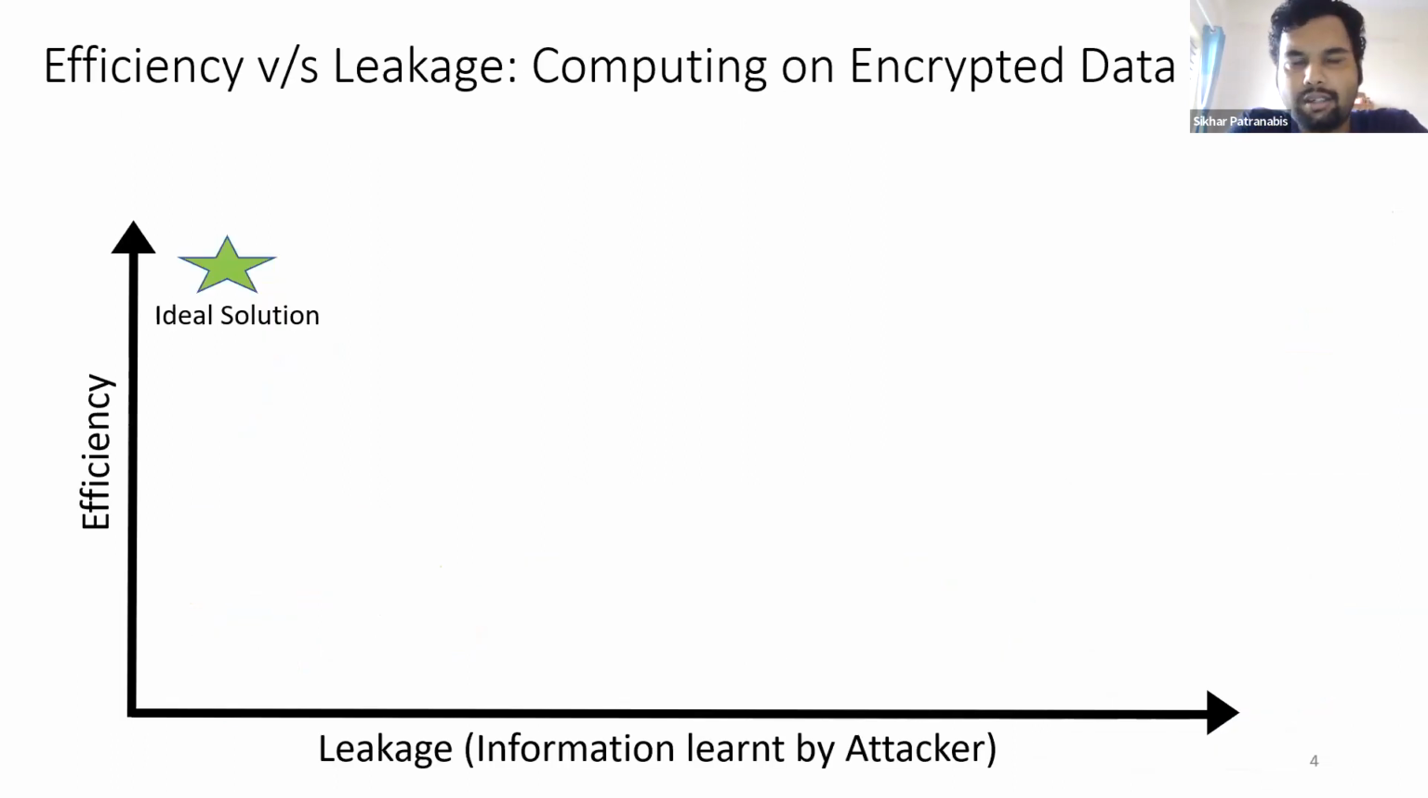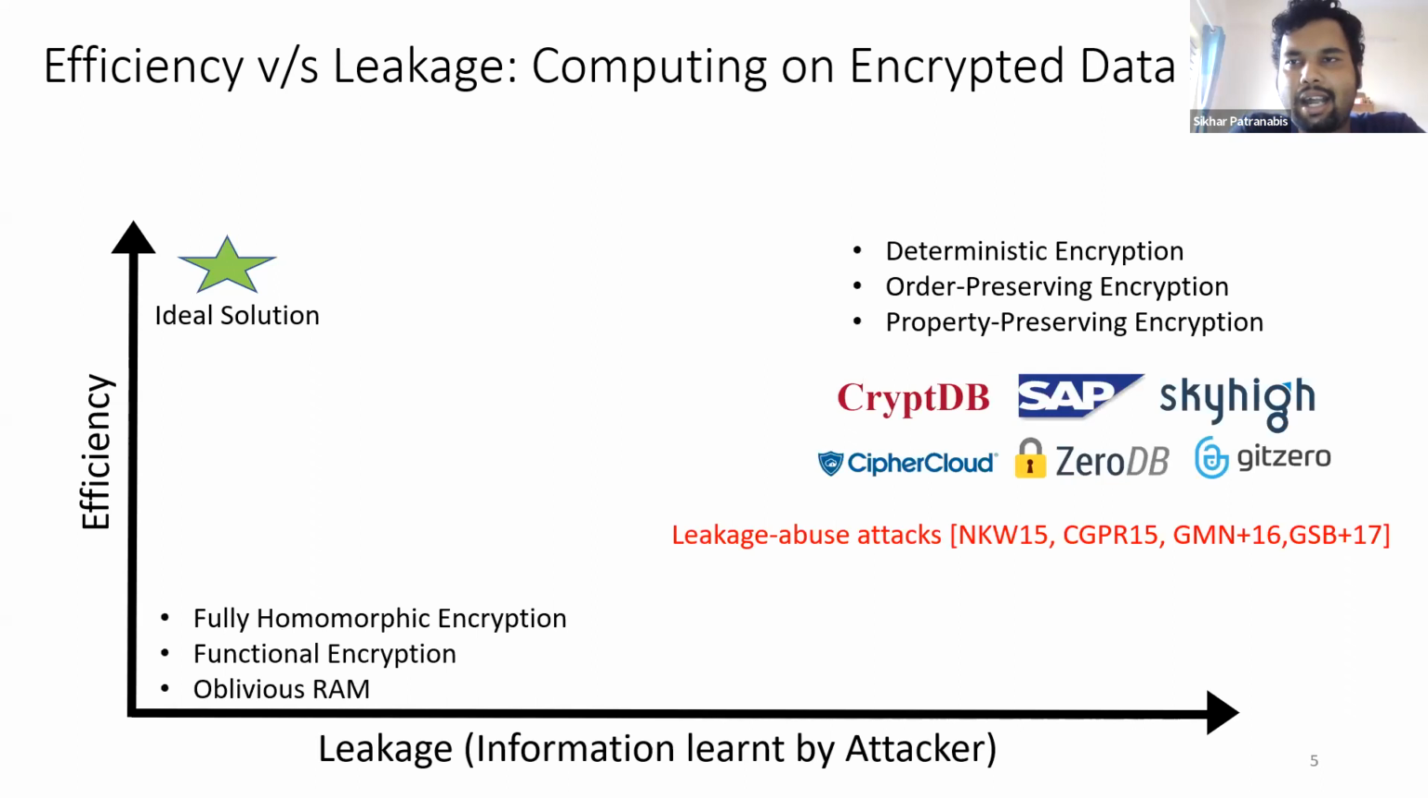Now, an ideal solution for computing on encrypted data would be one that would provide efficiency close to plain text searches, for example, while also leaking very little information to the server. Unfortunately, the existing solutions today lie at two opposite ends of the spectrum and don't quite achieve this ideal guarantee. For example, on the bottom left, you have solutions that are cryptographically elegant and provide strong security guarantees, but are unfortunately quite inefficient, at least today, and do not necessarily scale to extremely large databases in practice.